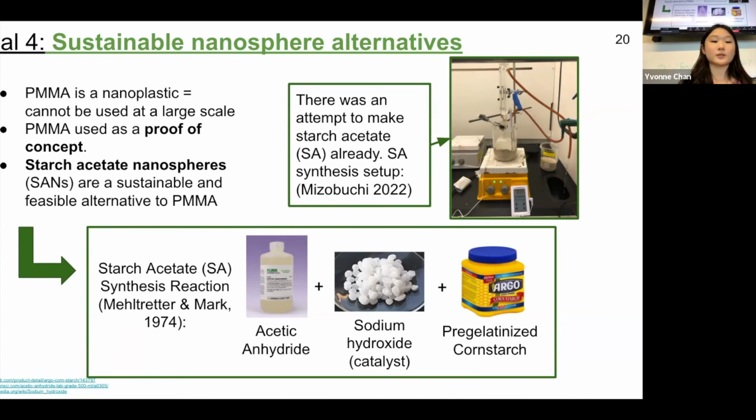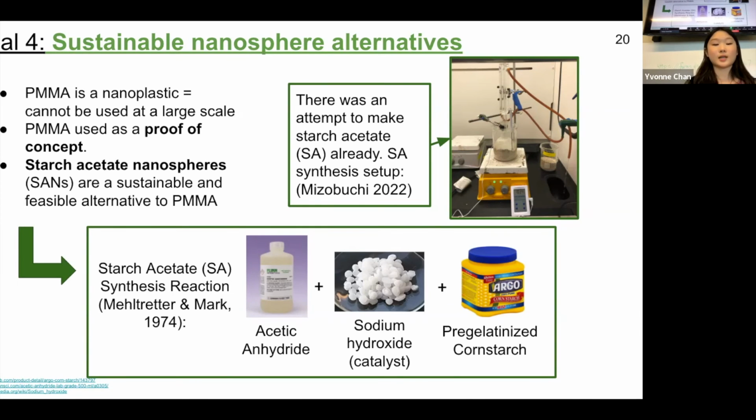One of the alternatives includes starch acetate nanospheres, or SANs, which are biodegradable but are not as widely researched. SANs are monodisperse and have short-range order, making them the best alternative, as it is difficult to find nanostructures that fit these requirements and also are in the size range to reflect light in the visible spectrum.